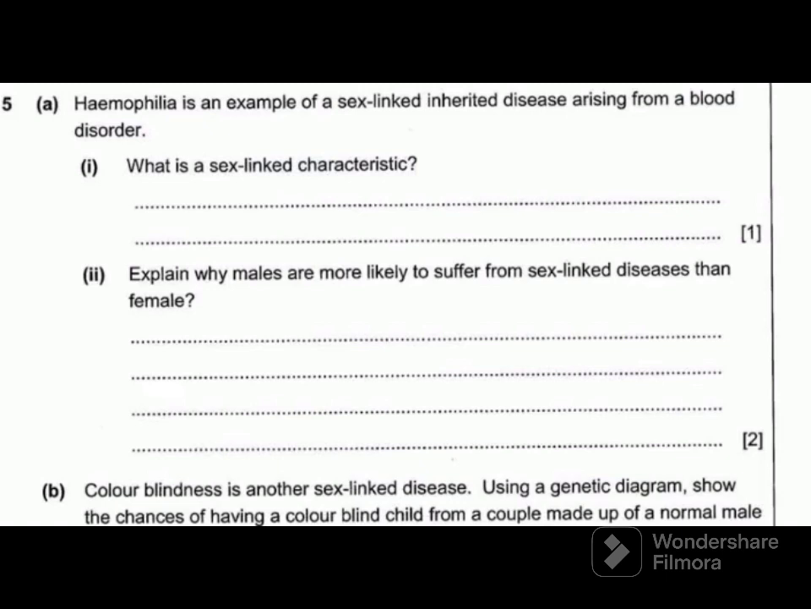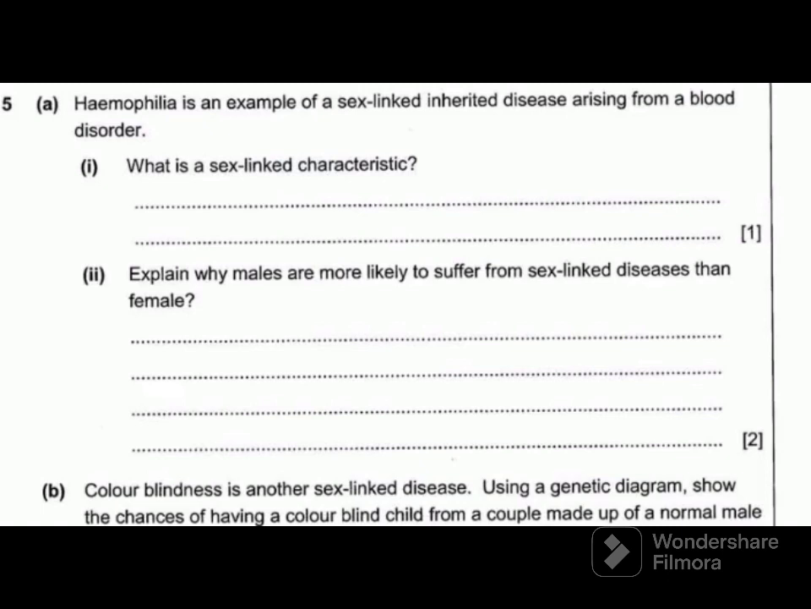The statement above reads, hemophilia is an example of a sex-linked inherited disease arising from a blood disorder. The first question is asking, what is a sex-linked characteristic?